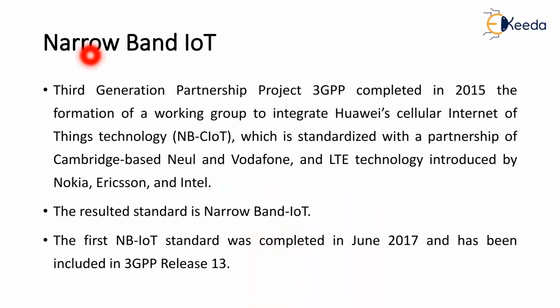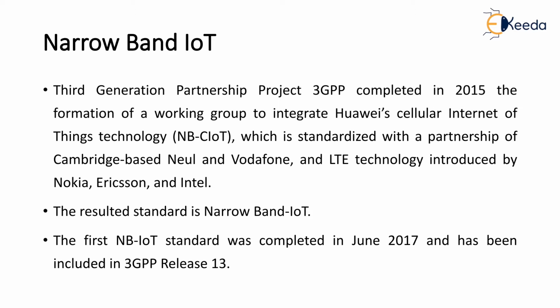So narrowband IoT, it is a third generation partnership project, 3GPP completed in 2015. The formation of a working group to integrate voice cellular Internet of Things technology, that is NB-IoT, which is standardized with the partnership of Cambridge-based Neul and Vodafone, and LTE technology introduced by Nokia, Ericsson and Intel. So this combination is a result which is a standard. The first NB-IoT standard was completed in June 2017 and has been included in 3GPP release 13.